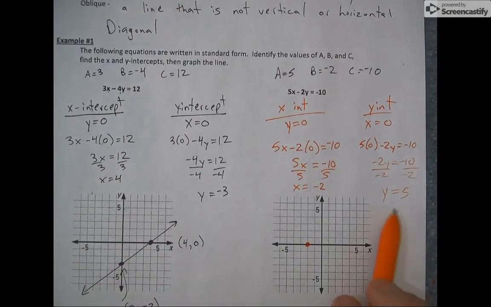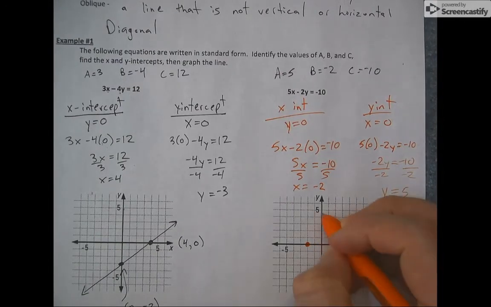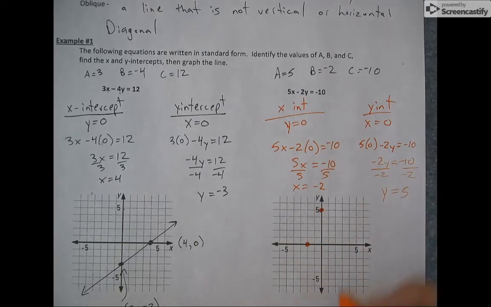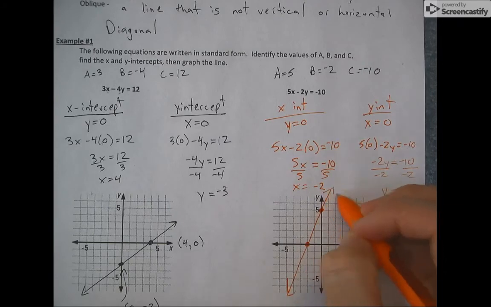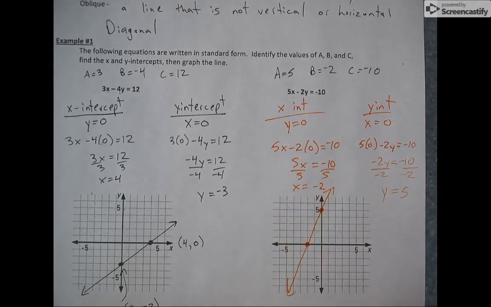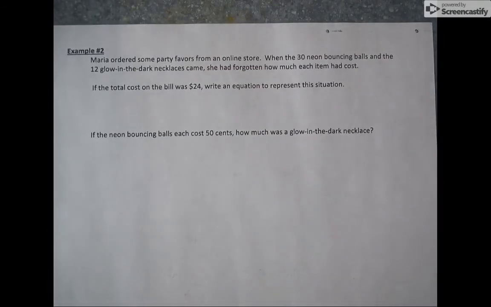So to finish this off now, we found out y was equal to 5. 2 negatives made a positive. So the y-intercept is 5, and all we have to do is draw these two lines together, and you've got your line. So if we flip it over, we're going to look at example number 2.